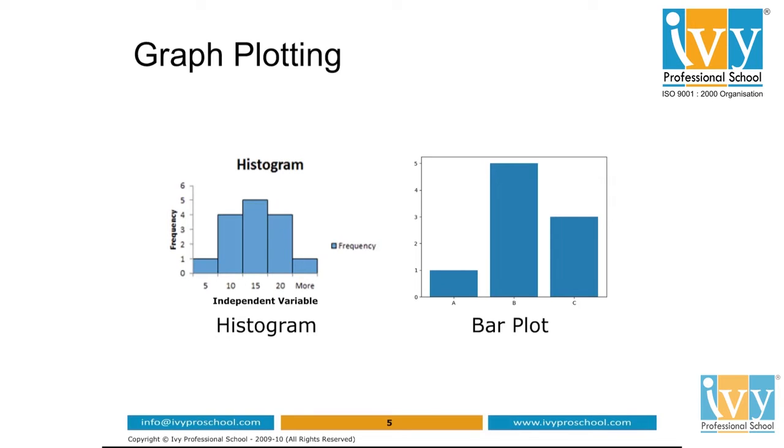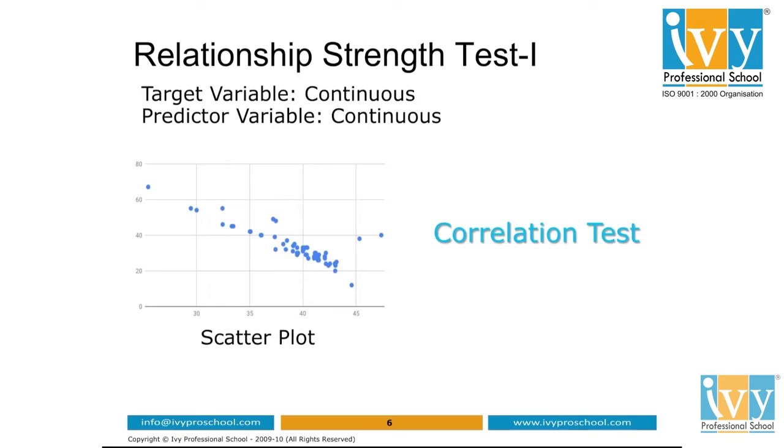Now, when a column, it can be dependent or independent, anything, is numerical or continuous in nature, the plot used to display it is called a histogram. And when that variable is categorical in nature, the plot used to display it is called a bar plot. Now, when the target variable and predictor variable both are continuous in nature, the visual plot used to display the relationship strength test is called a scatter plot, and the statistical test for the same is called the correlation test.